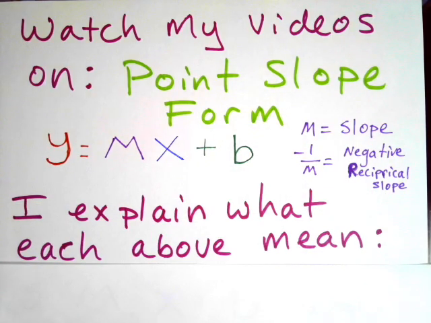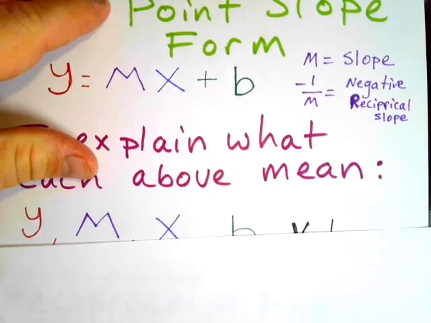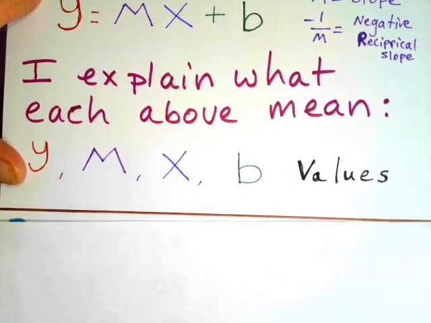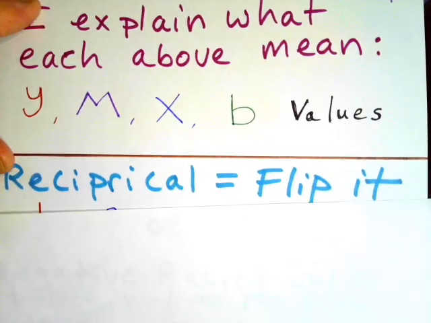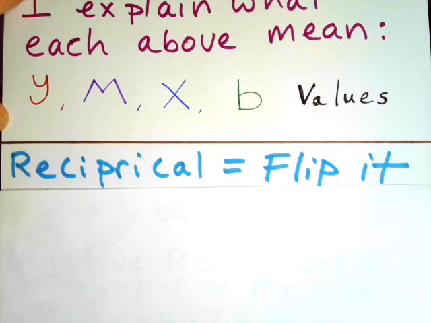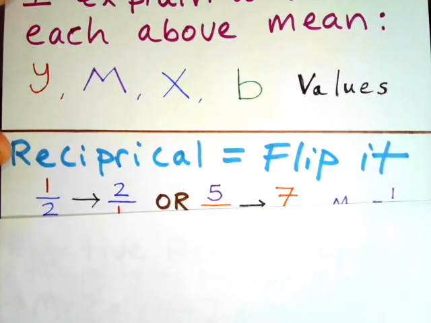So in the video, again, I explain what each variable means. The y, the m, the x, and the b values. And so another thing, again, I'm just trying to show you, I know I mentioned this, reciprocal. Listen, you just go and flip it. Flip that fraction.